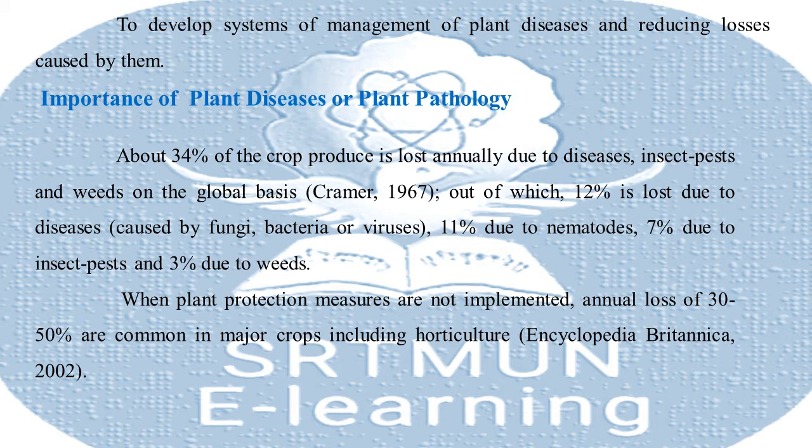When plant protection measures are not implemented, annual losses of 30 to 50% are common in major crops, including horticultural crops. Encyclopedia Britannica, 2002.